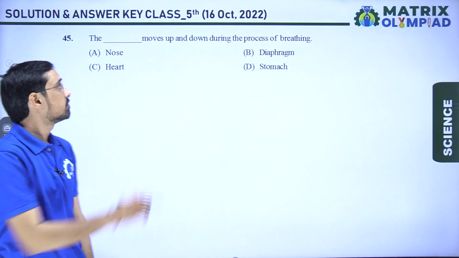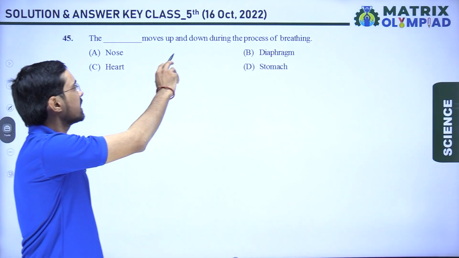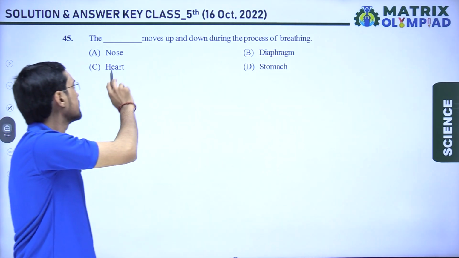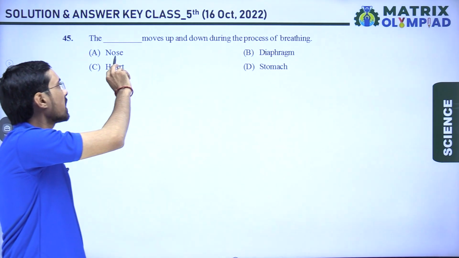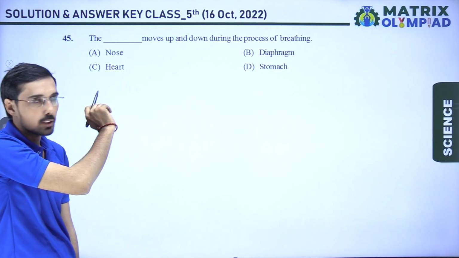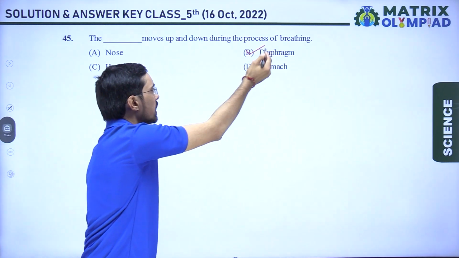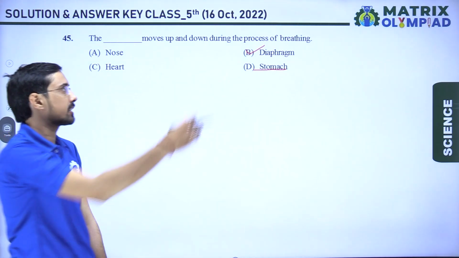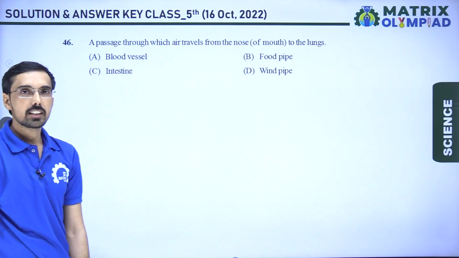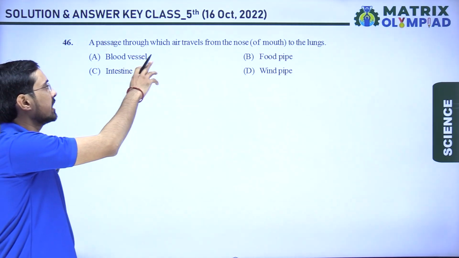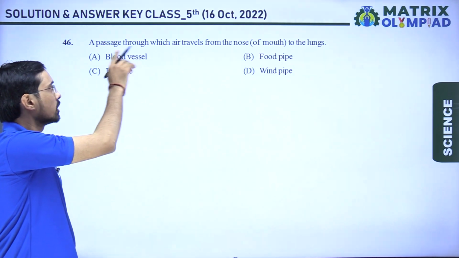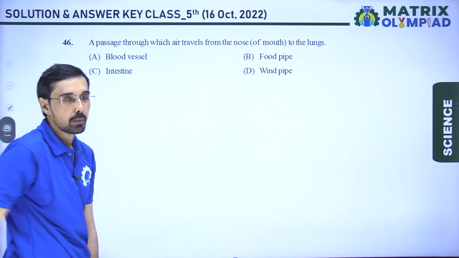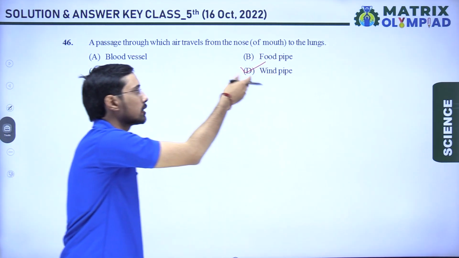Next question is, the dash moves up and down during the process of breathing. First is nose, second is diaphragm, third is heart, and stomach. Nose is a part of respiratory system, heart is a part of circulatory system, diaphragm moves up and down during the process of breathing, and stomach is a part of digestive system. So the correct answer is diaphragm. Next question is, a passage through which air travels from nose to the lungs. First is blood vessel, second is food pipe, third is intestine, and last is windpipe. So the correct answer is windpipe. It is also known as trachea.